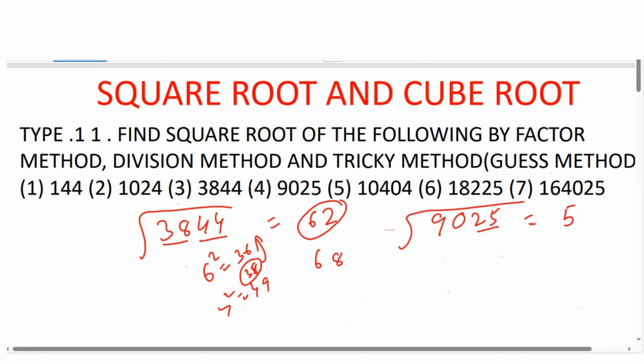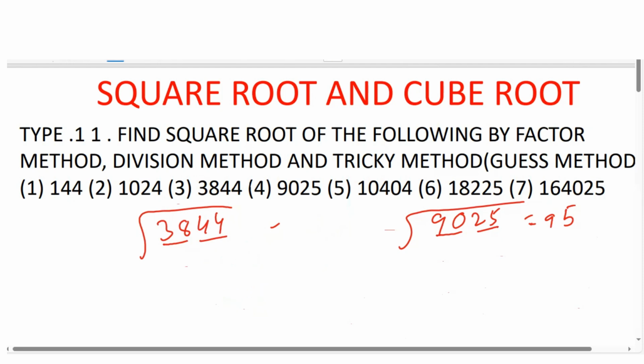So what is the correct answer? Check the remaining 90. Everyone knows 9 squared is 81, and 10 squared is 100. 100 is more than 90, so don't go higher, come down. So that is 9. Your answer is 95. In this way, you can find the answer to every question. Again, I am showing you the next question also.